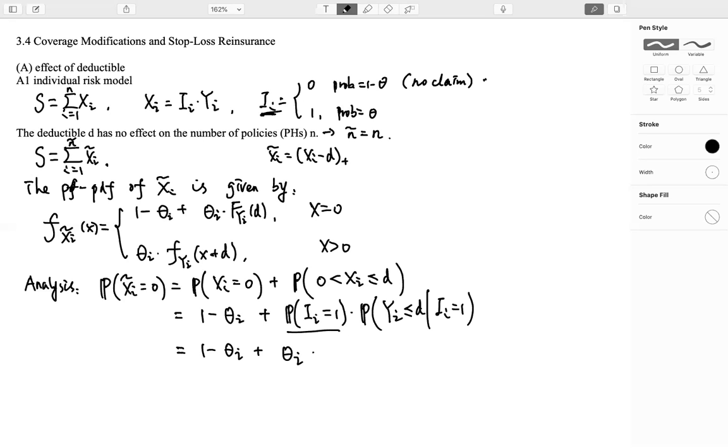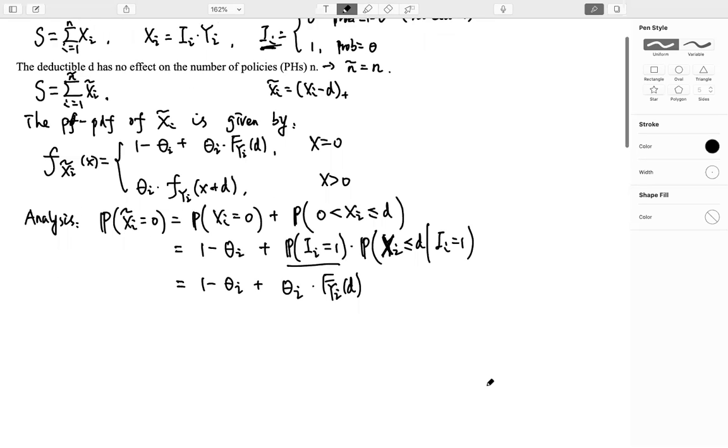This is xi. So when I condition on that, xi is y. So I want y to be less than d. That is exactly the CDF evaluated at d. So I proved the first one. The second one is somehow similar, right?